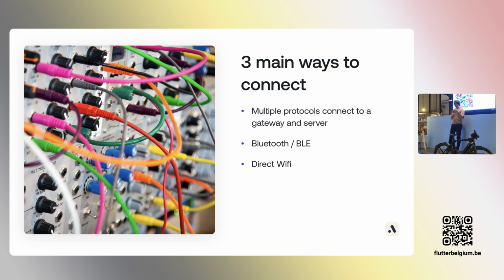The other one is Bluetooth or BLE. Those are two different things, to be clear. You can directly communicate to a device using Bluetooth, because that's also some communication technology that you have in your smart home, in your smartphone. And then you have direct Wi-Fi, using the Wi-Fi technology to connect directly to a device instead of Bluetooth.